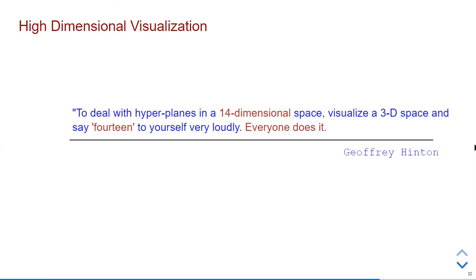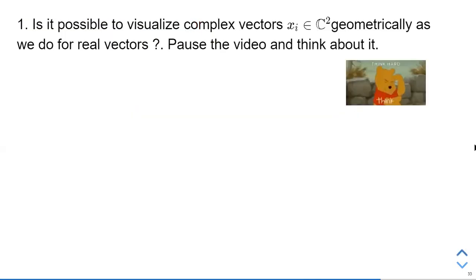So we usually try to understand the concepts in R2 and R3, and then if you want to know how it behaves in R100, just say to yourself, now I'm talking about R100. In line with this, the week 5 content is all about complex matrices. The default question that comes to our mind is: can we visualize a complex vector? Just think about it. Is it possible to visualize complex vectors like we do for real vectors?